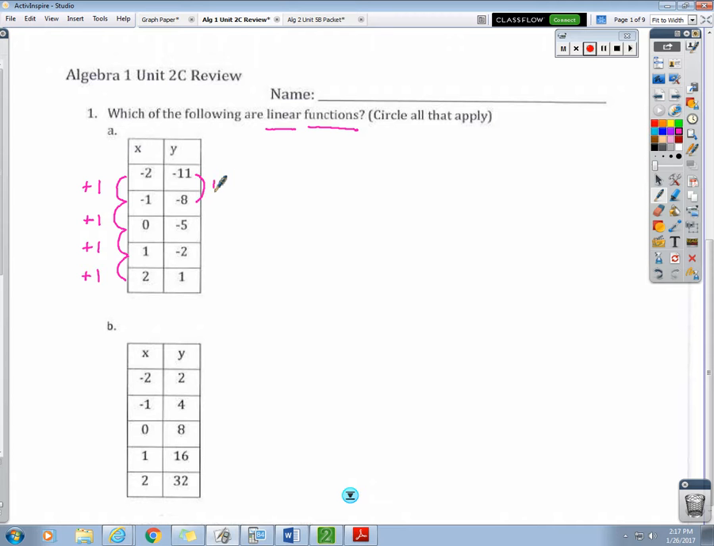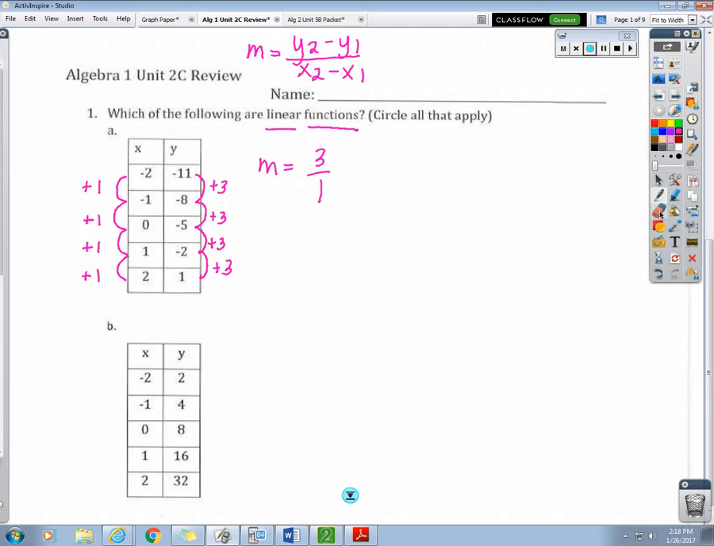-11 plus 3 is -8. -8 plus 3 is -5. -5 plus 3 is -2. And -2 plus 3 is +1. That means this is linear. And its slope would be 3 over 1. Because think about it. Isn't the slope formula where you do y2 minus y1 over x2 minus x1? So y's are in the top, x's are in the bottom. So that's why 3 went in the top, because that's your y value. And then 1 went in the bottom, because that's what was going on with the x values.